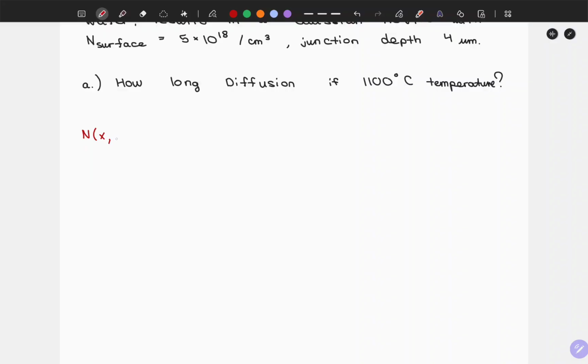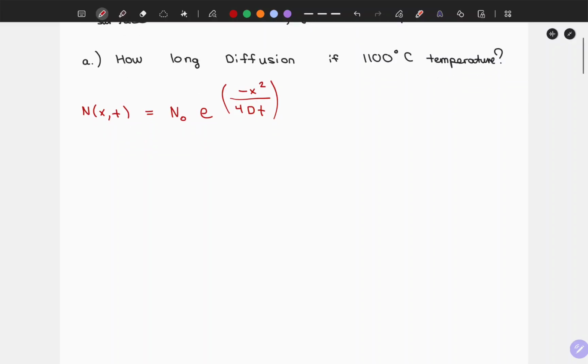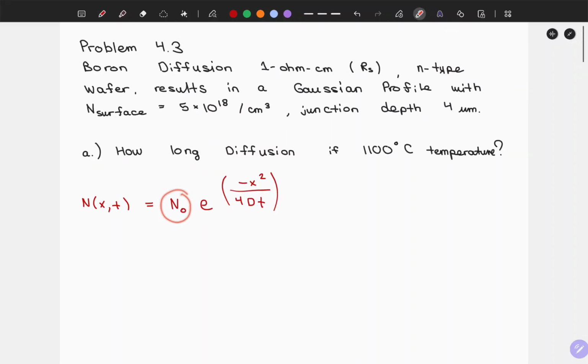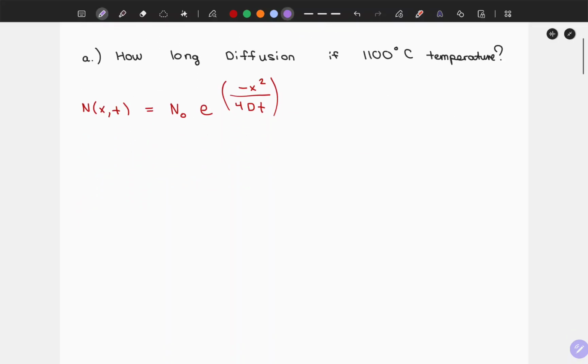So first thing we can do is list the given equation for a drive-in profile, which is that the concentration is the surface concentration times the exponential of negative x squared over 4Dt. So if we think about it, we know the surface concentration, that's given to us right here. We know x, that's given to us as the junction depth. We are solving for t, and we don't know D, we also don't know the appropriate concentration. Let's start by solving for D.